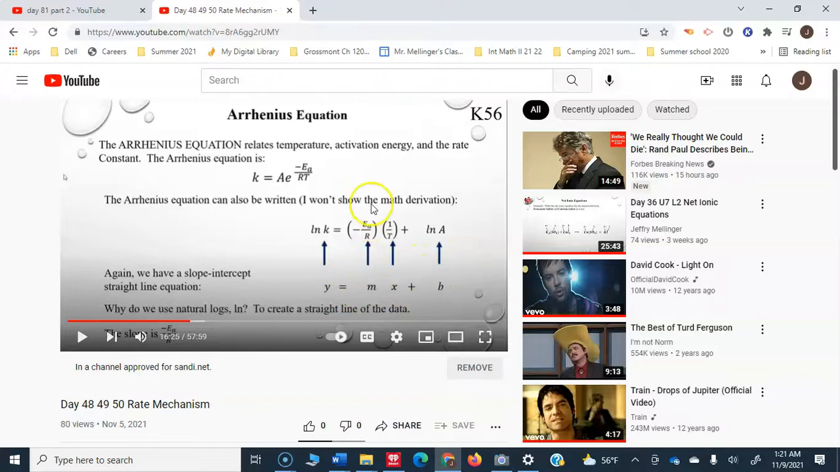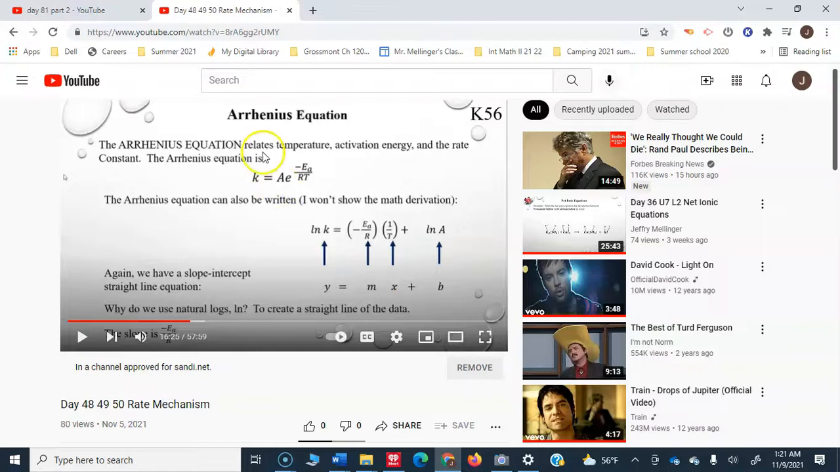So it has a slope, and the slope of this line is negative EA over R. And the x, which is the independent variable, is 1 over T. And the y-intercept b is natural log of A. So the dependent variable is natural log of k. The independent variable, which would be x in a math equation, would be 1 over T. All right, so we're going to write that formula down.